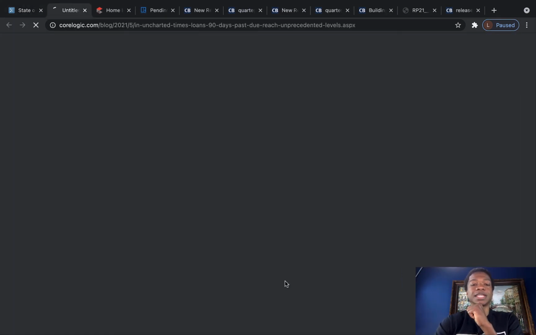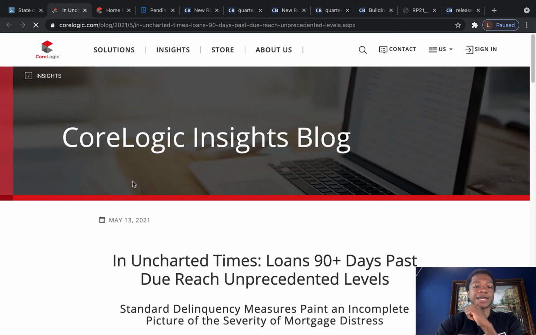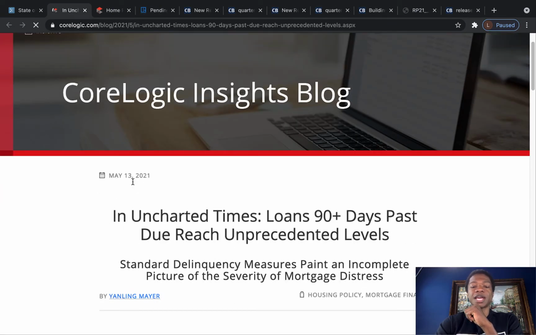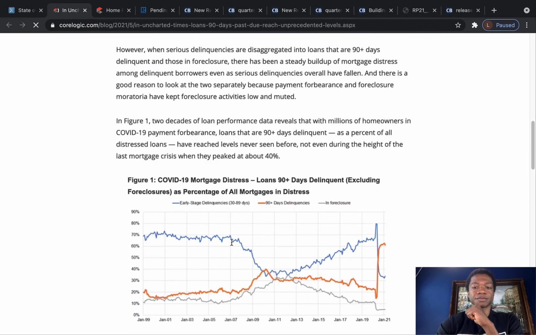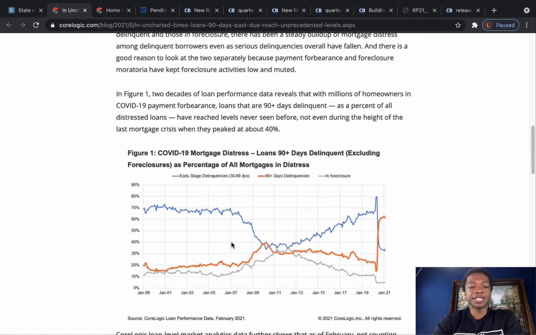So let's take a look at the actual site here and see what they have to say. In uncharted times, loans 90 plus days past due reach unprecedented levels. And so if we take a look at this graph here, we can see that it goes back to January of 1999 and it goes through January of 2021. And the early stage delinquencies are in blue. The 90 plus days delinquencies are in orange. The actual in foreclosure is in gray here.